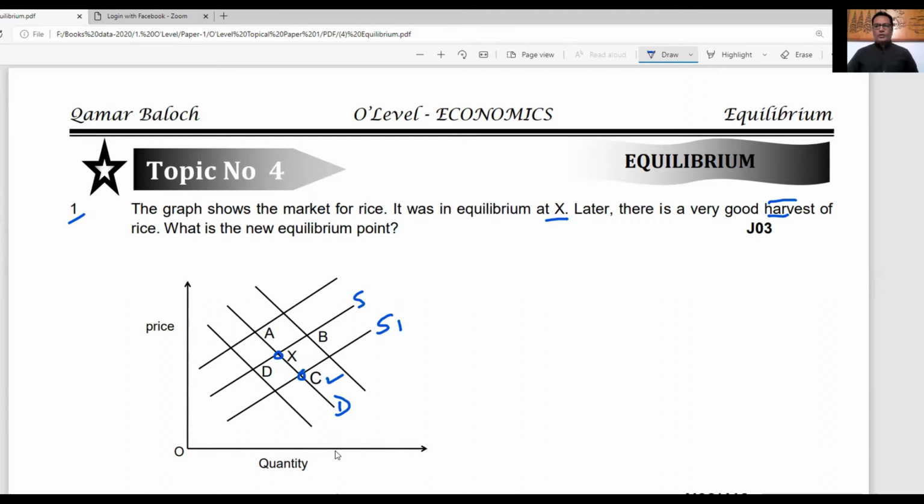So keep in mind one important thing that whenever there is increase in demand, demand will shift to the right. And if there is increase in supply, supply will also shift to the right. And similarly, if there is decrease in demand or supply, they shift to the left. So whether we're talking about demand or supply, if they rise, they shift to the right. And if they fall, they shift to the left. So this was question number one. We can move to some other questions and you can see how to basically figure out the correct answer.